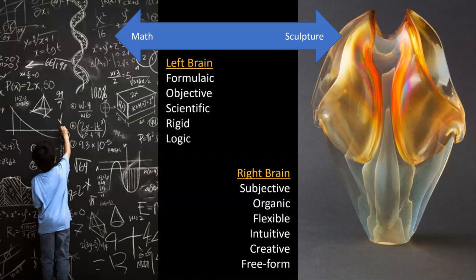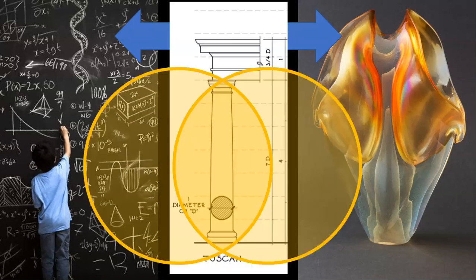Let's look behind the scenes. With math and sculpture, we use our left brain for formulaic, objective, scientific, rigid logic, and our right brain for subjective, organic, flexible, intuitive, creative, and free form. And with these two thoughts, we want to create the object of this class, taking highly technical, logical drawings and pairing them with our more abstract, creative, colorful other half side to meet in the middle.